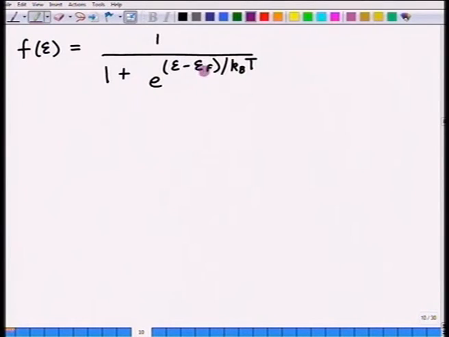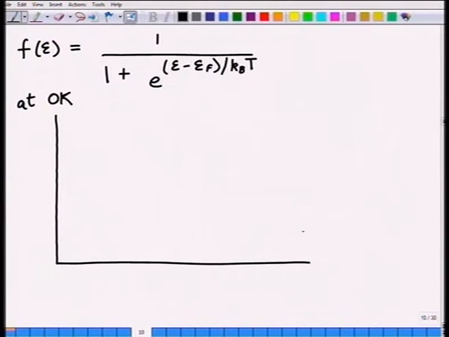What this parameter is, we will see in a minute. Okay, so let's plot this at 0 K first. If I plot as follows, here is the energy axis and here is F of E. And here is a quantity called EF, this parameter, this energy EF is in here.